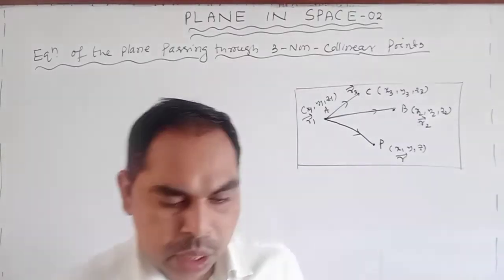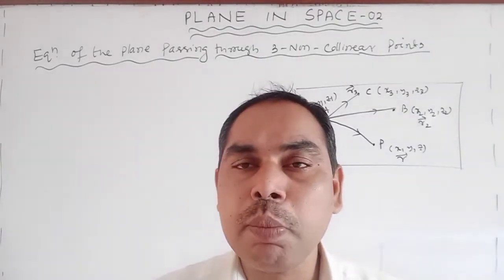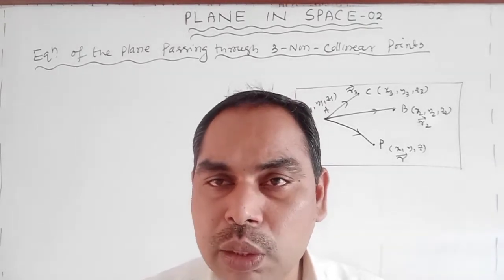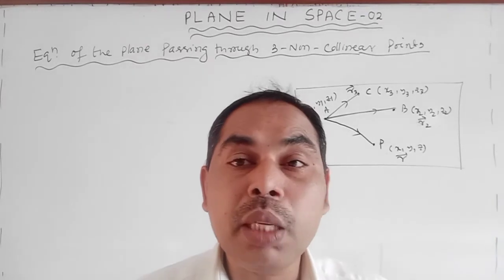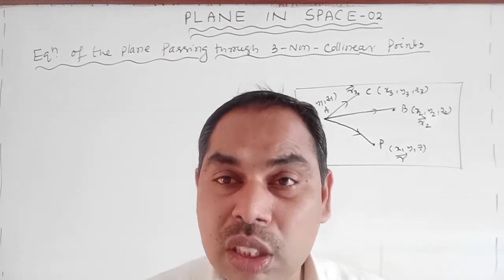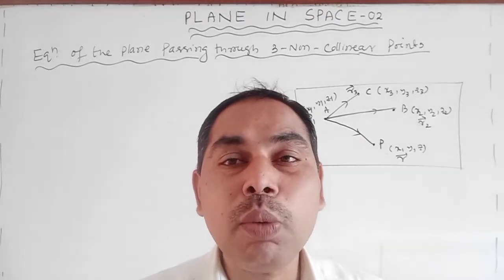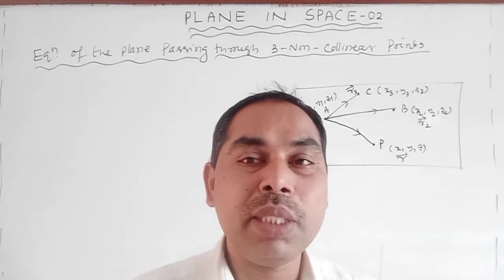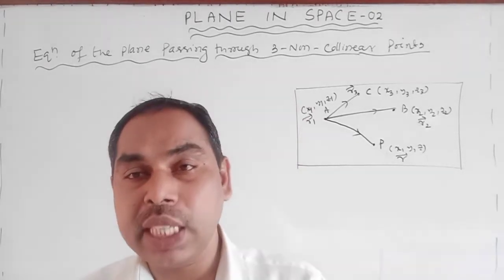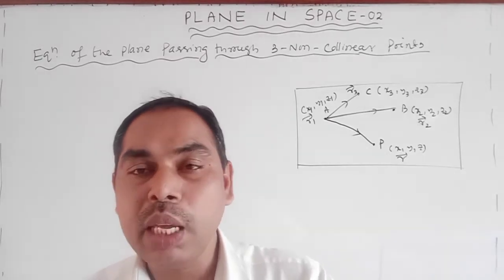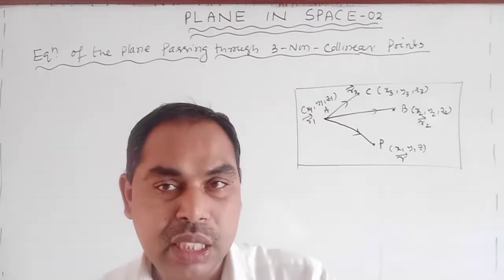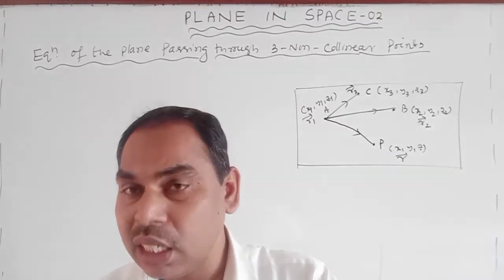We know that the general equation of a plane is ax plus by plus cz plus d is equal to 0. In this case a, b, c, d are 4 constants. Dividing both sides by d, we get a by d into x plus b by d into y plus c by d into z is equal to 1. So a by d is one constant, b by d is another constant, c by d is another constant. So there are 3 arbitrary constants.